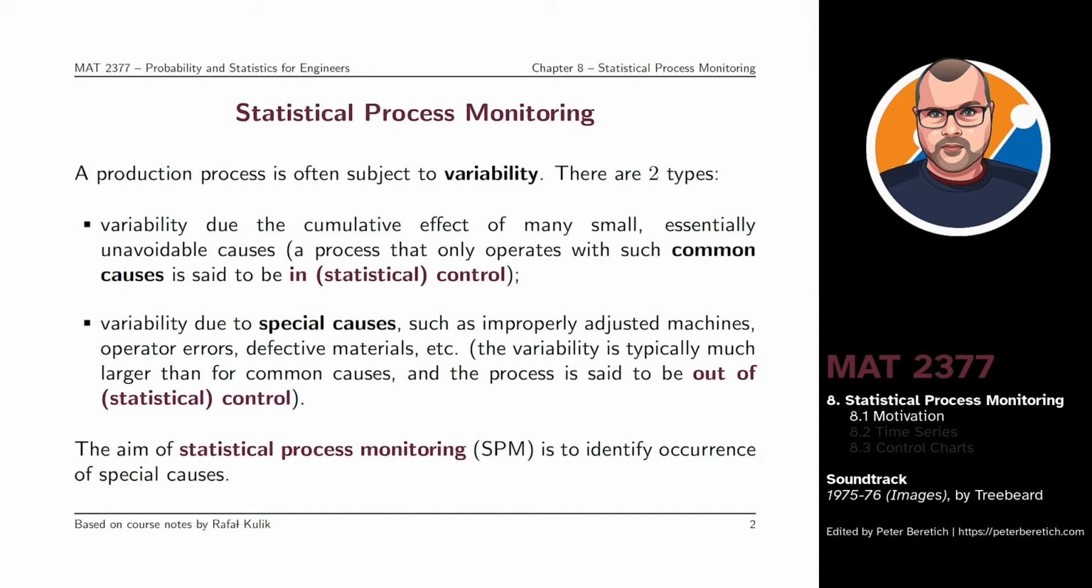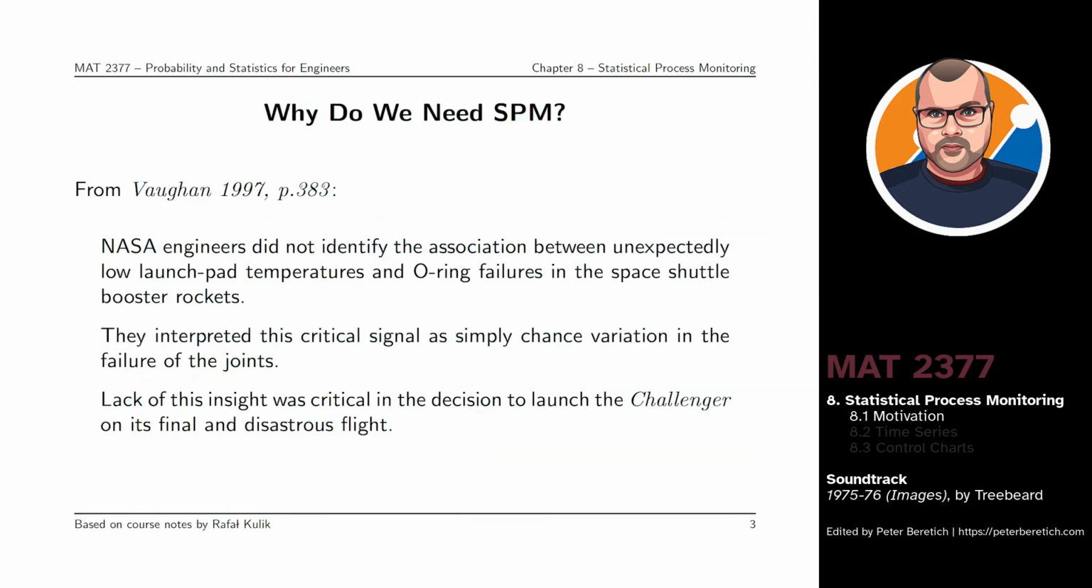Statistical process monitoring aims to identify the occurrences of special causes and to eventually let the people who manage the process know that something unpleasant or undesired is happening. Why do we even need statistical process monitoring?